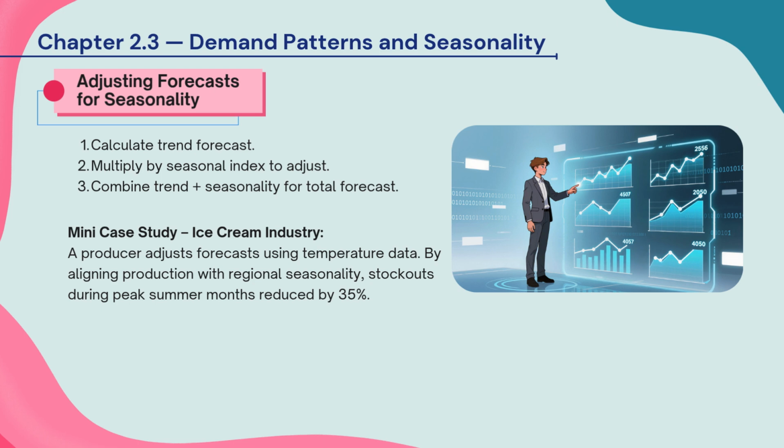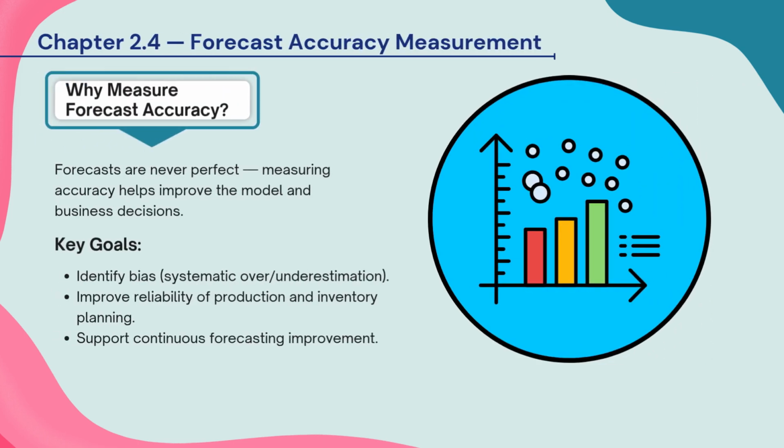during summer months. Forecasts are never perfect, so measuring accuracy is crucial. It helps detect bias and prevents consistent over- or underestimation. Accurate forecasts improve production and inventory planning. Continuous measurement supports ongoing improvement and better business decisions.